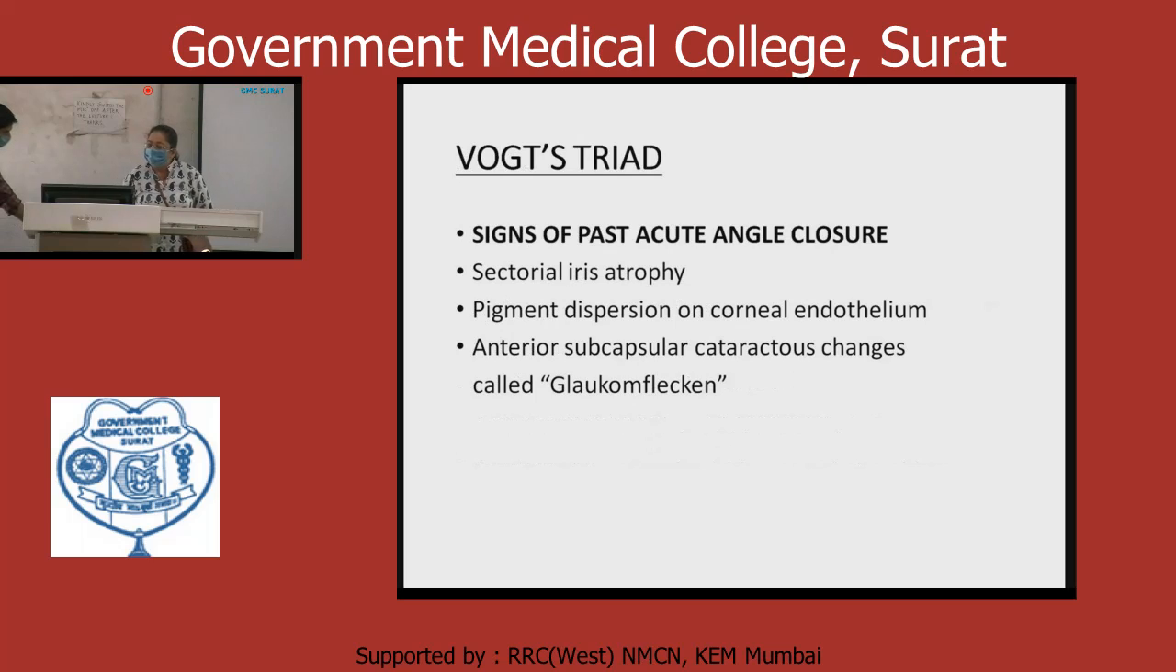Fox triad. When the patient recovers from acute congestive glaucoma and off and on has this attack, there will be signs of iris atrophy, glaukomflecken, anterior subcapsular cataract, and pigment dispersion on the corneal endothelium. This is glaukomflecken.